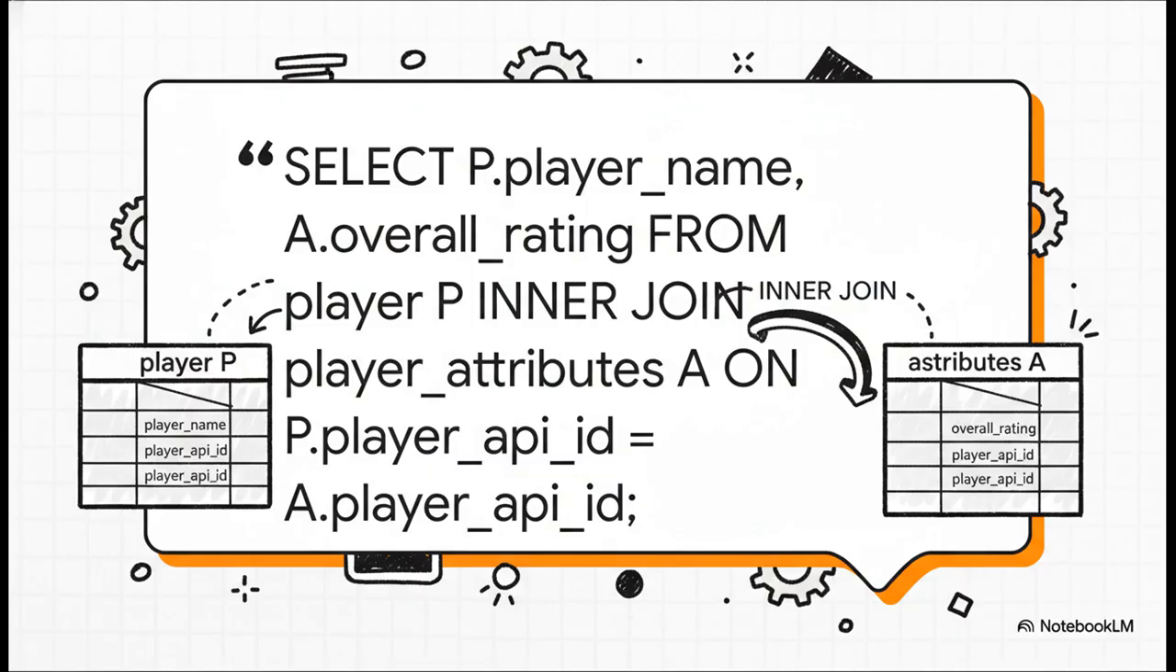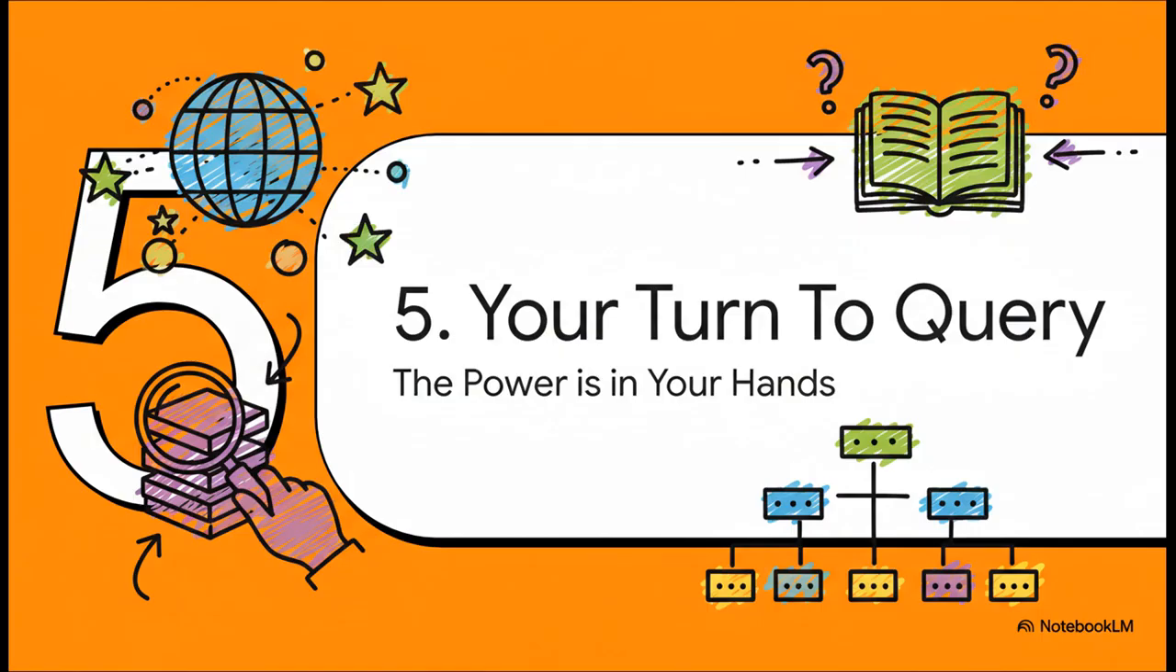An inner join is like building a bridge between two tables using a column they both share. So here, we're joining our player table, which we've given a short nickname of P, with our attributes table, which we're calling A. The bridge is built on that shared player_API ID. This lets us grab the name from the P table and the rating from the A table and see them together in one result.